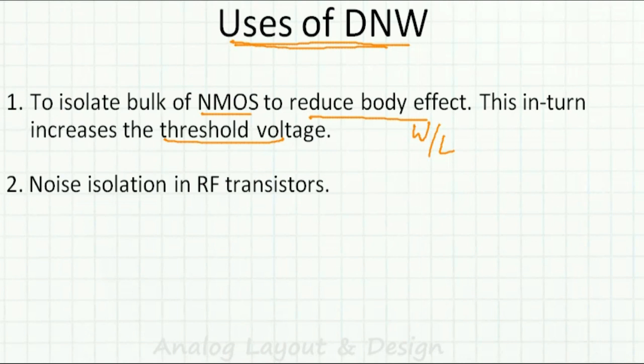The other important use is in RF transistors. I do a noise isolation using deep Nwell. I take all the RF transistors and put them in a deep Nwell. So this ground is now isolated from the other ground. Hence the noise in the other ground will not affect the RF transistors.